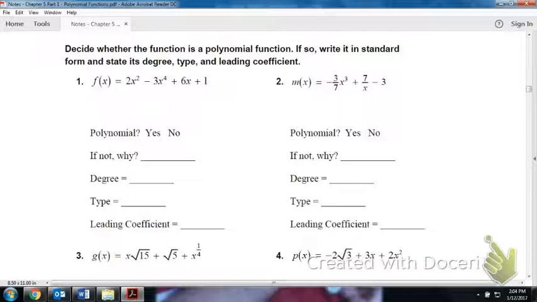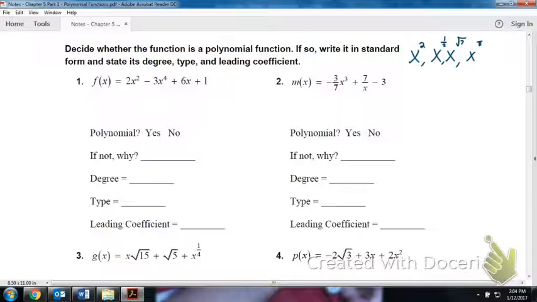A polynomial basically has x to a number. Okay? That number can be as simple as a 2. It can be a fraction. It can be a radical, x to the square root of 7. It can be x to the pi. It can be whatever you want it to be, so long as it is an actual number.